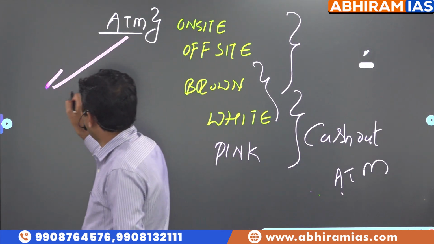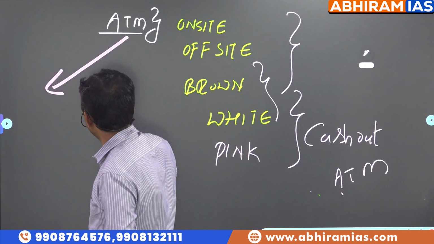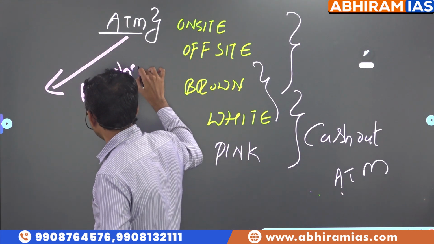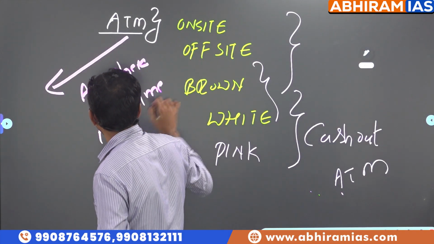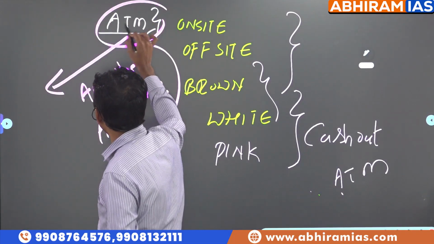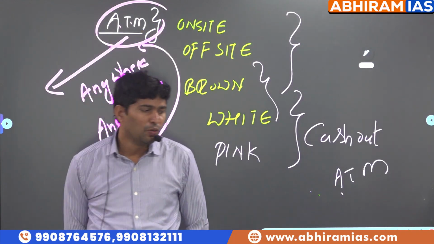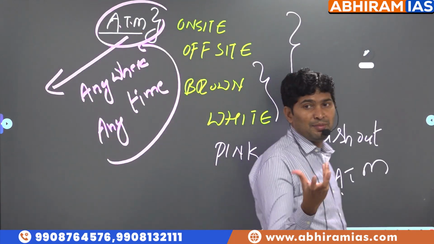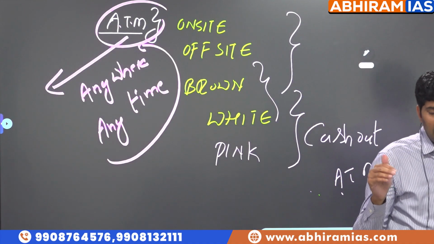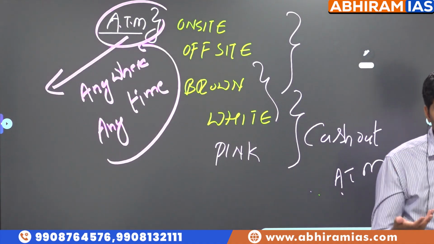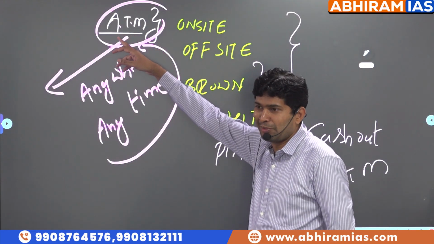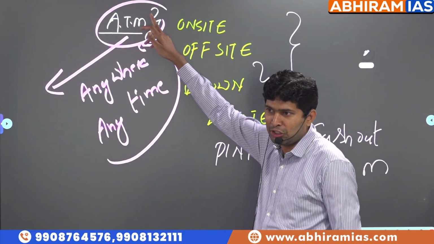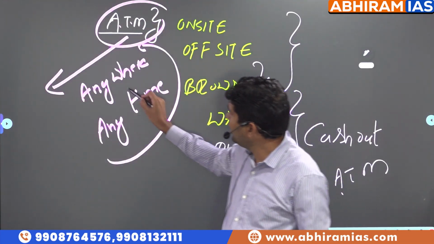What is ATM? Automated teller machine. So anywhere, anytime banking is possible. To understand automated teller machine, what is automated? The voice inside the machine is automated. The girl who is sitting inside the ATM will keep on telling the same thing again and again. She will not come out. Automated teller machine.